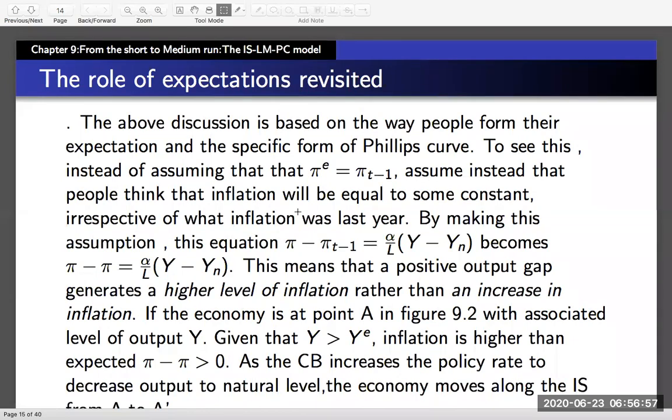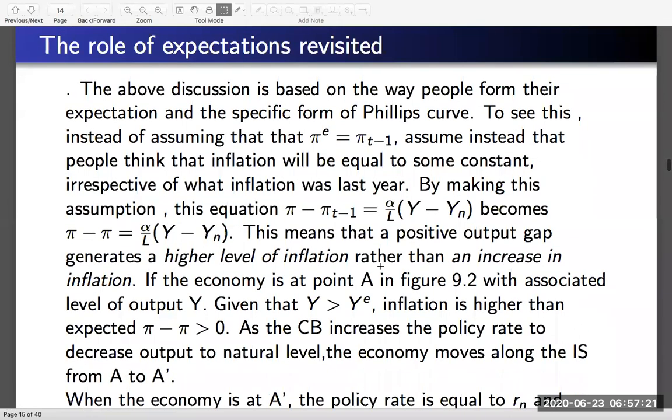The above discussion is based on the way people form their expectation and the specific form of the Phillips curve. To see this, instead of assuming that expected inflation is equal to last year's inflation, assume instead that people think that inflation will be equal to some constant, irrespective of what inflation was last year. By making this assumption, this equation then becomes that. This means that a positive output gap generates a higher level of inflation rather than an increase in inflation. So understand what we mean there.